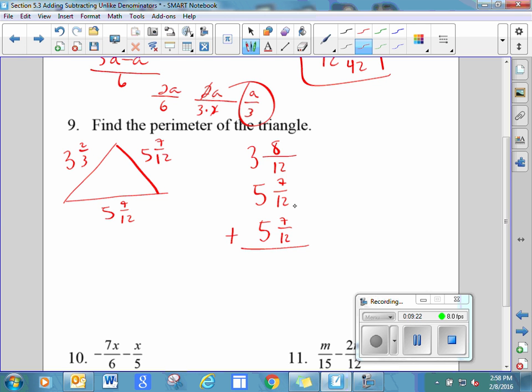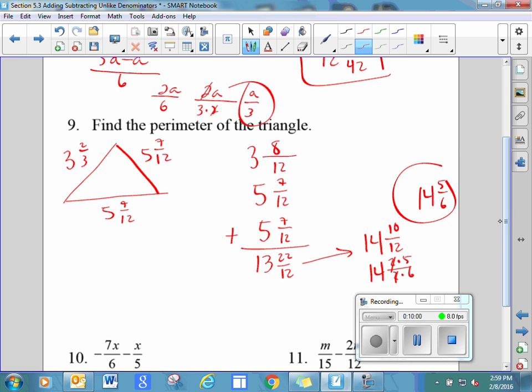Now we have all like denominators, and we can just go ahead and add this up. We get 5, 10, 13, and 8 and 7 is 15, and 7 more is, what, 22 over 12? But this is too big. 22/12 needs to be made into 1 and 10/12. But 10/12 is not simplified. So we say, well, 10 is 2 times 5, and 12 is 2 times 6, so the 2's cancel, and your answer ends up being 14 and 5/6, the simplified answer.